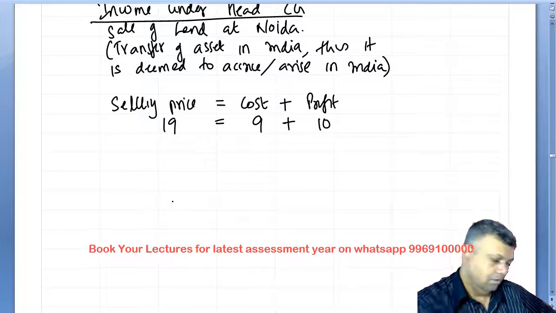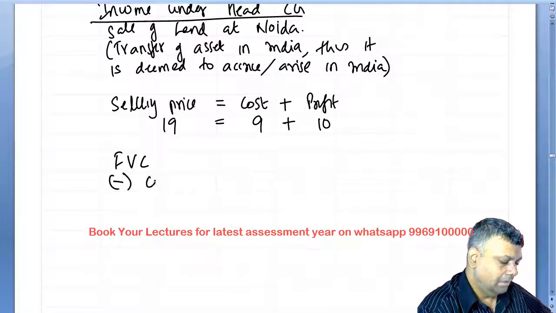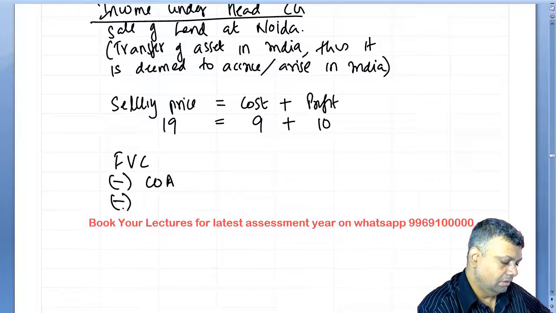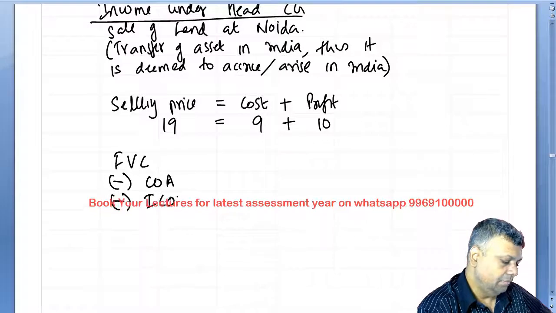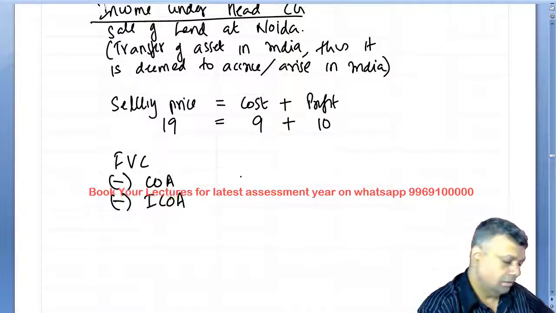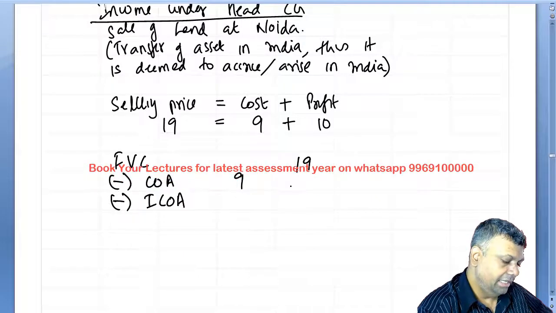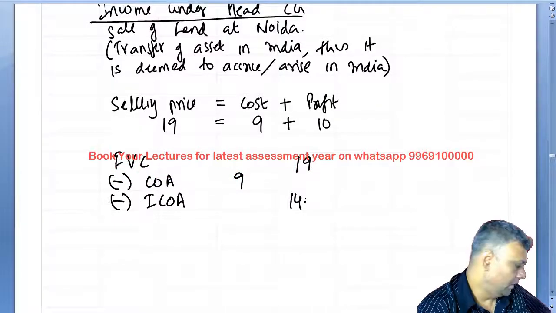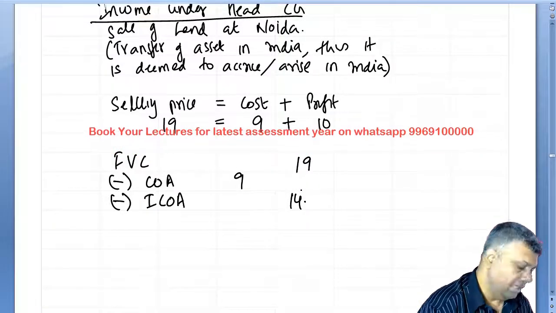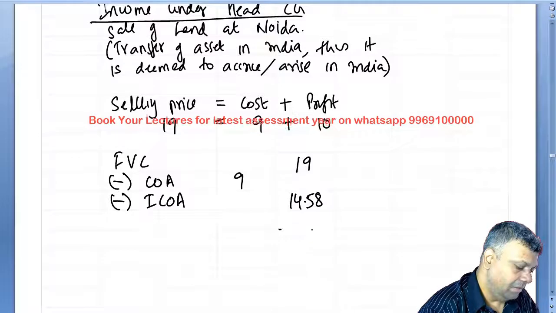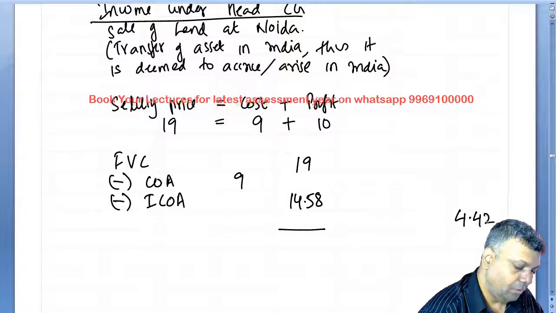Okay. So the computation is done as full value of consideration minus the cost of acquisition. However, index cost is already given to us, so we don't have to index it. The cost is 9, so I'll keep it in the index column. Full value of consideration 19. Index cost is 14.58. One second, let me reconfirm it. Yeah, 14.58. So the difference is my capital gains, that is 4.42.